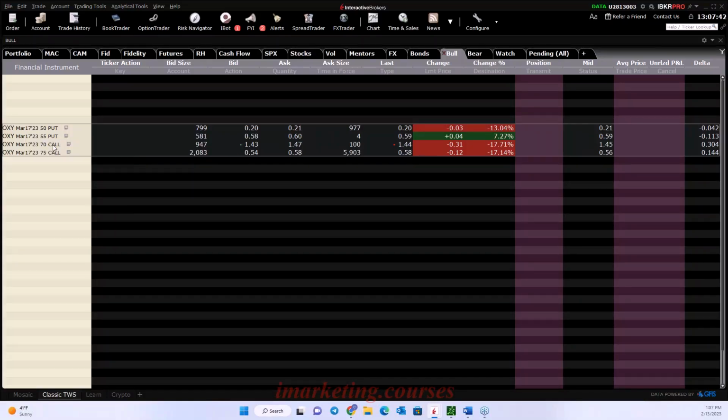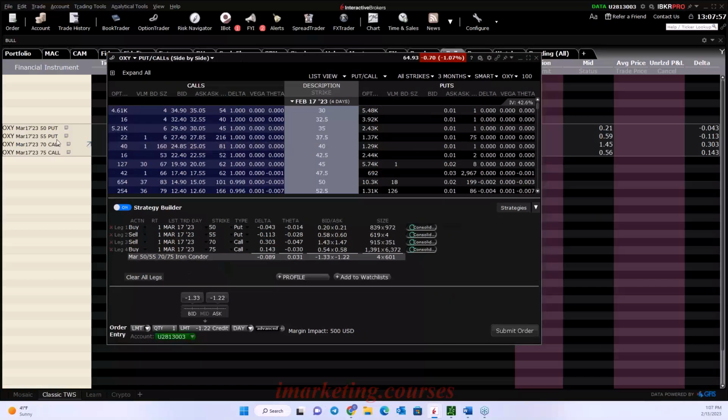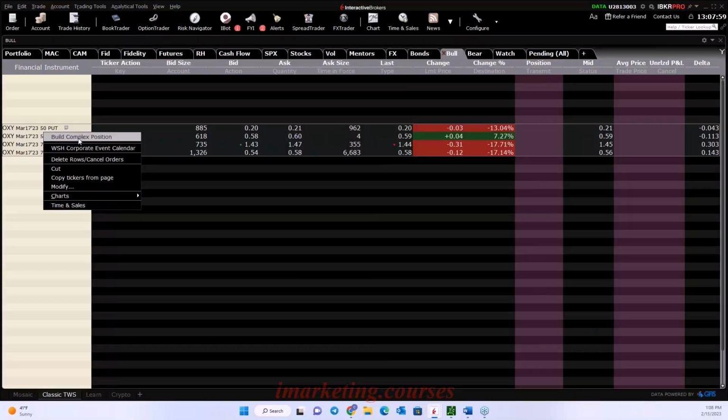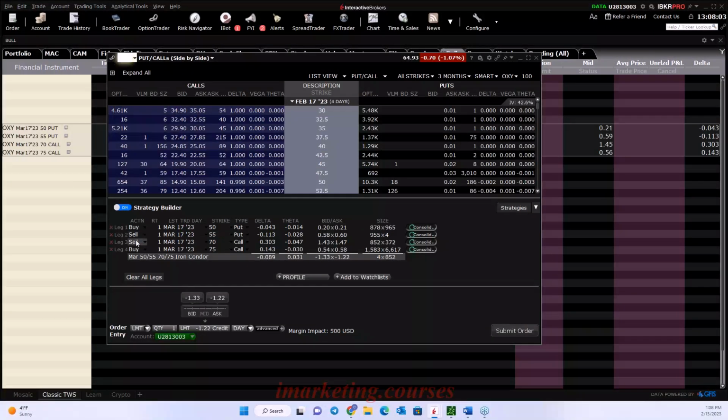I right click, build a complex order. Whoops, it pulled it up on my other screen. Look at this. Now I would simply say I want to sell that one and sell that one, and it's built the trade. I just right clicked when they were all highlighted and clicked build a complex order, and then it pulled it up. And I just need to make sure that I'm buying and selling the correct options. That's one way to do it.